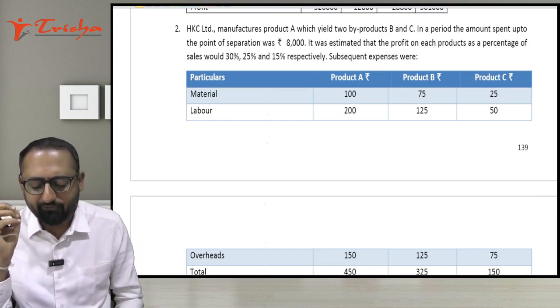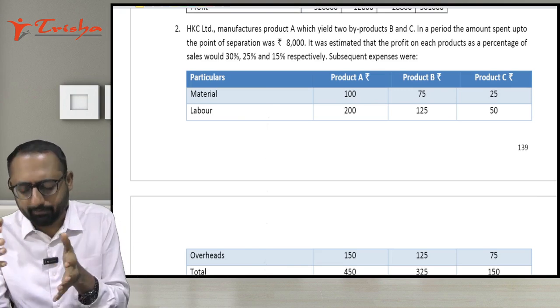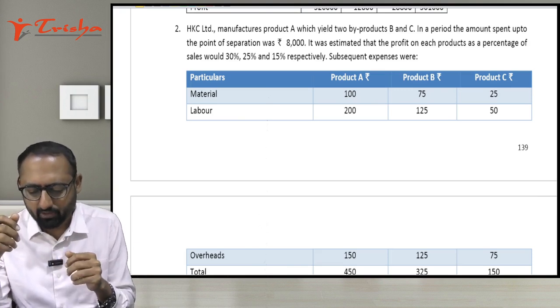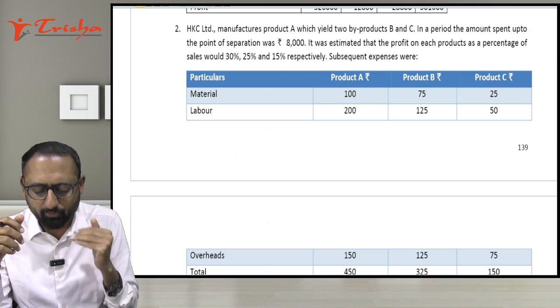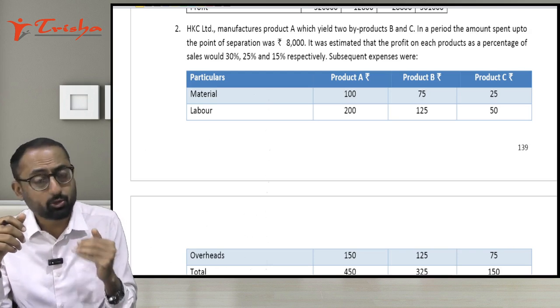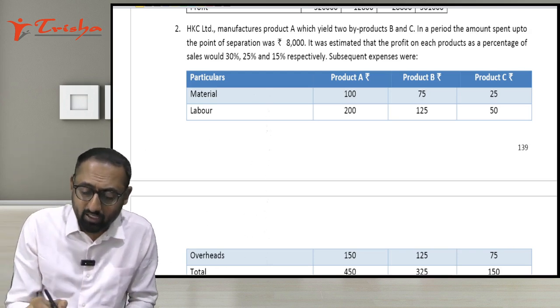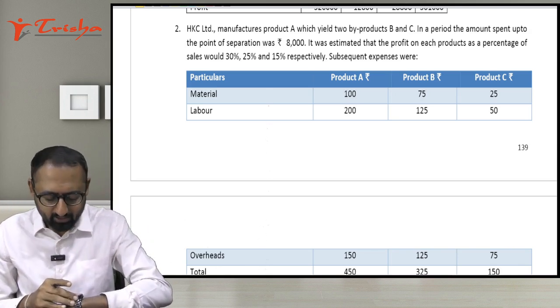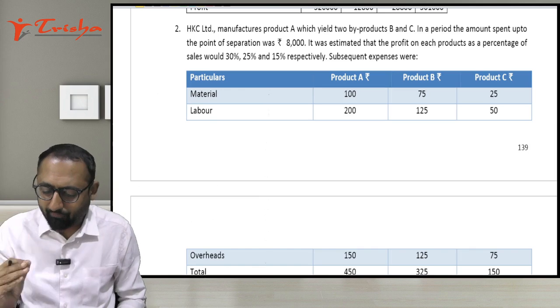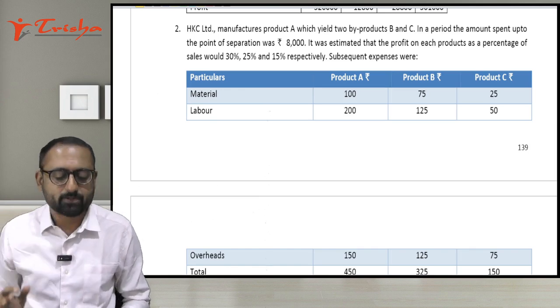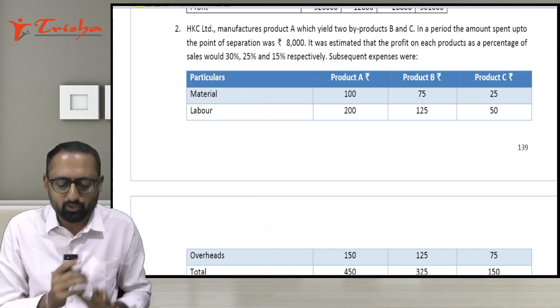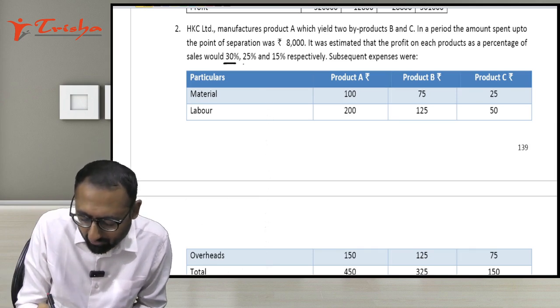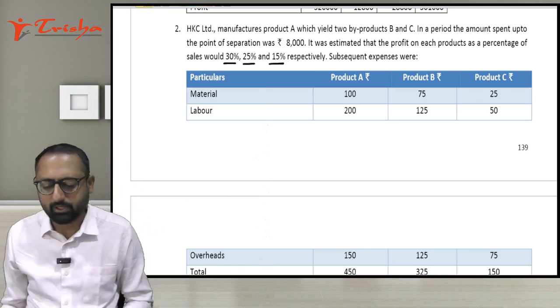HKC Limited manufactures product A which yields 2 byproducts B and C. In the period, the amount spent up to the point of separation was 8,000. So the amount spent up to the point of separation means 8,000 is your joint cost. It is estimated that profit on each product as a percentage of sales is, okay, same as the first question, 30%, 25% and 15% respectively.